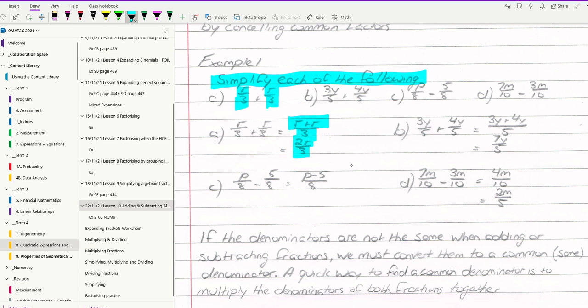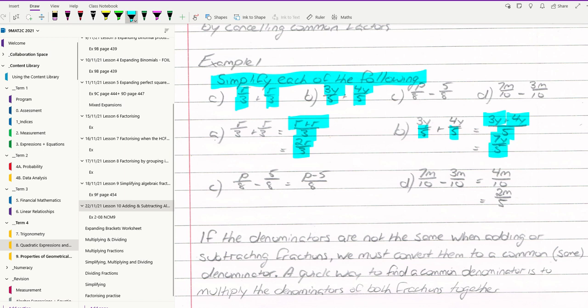A second example, 3y on 5 plus 4y on 5. So the denominator is common, 5. We can simply add the two of them together, put them over the common denominator. 3y plus 4y is 7y on 5.